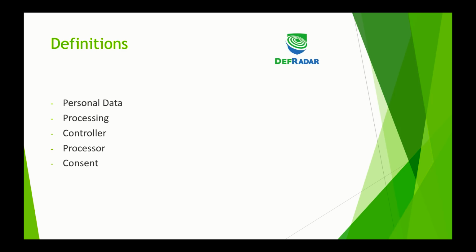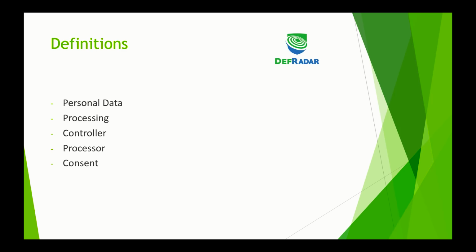In terms of definitions, the regulation provides 26 of the relevant terms, including the following, which I consider the most important to take care of. Personal data means any information relating to an identified or identifiable natural person or data subject.